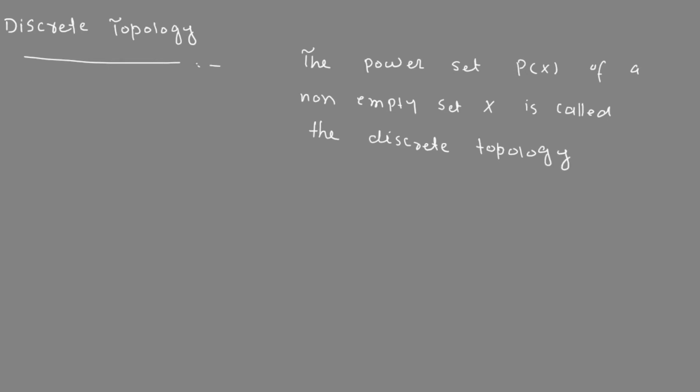So the power set of X. If X is non-empty, then all the possible subsets of X are also called the power set. So all the possible subsets of X contained in a set is called the power set, and the topology on the power set of X is called discrete topology. As we have described before, the topology on phi and X only is indiscrete topology, and the topology on the power set of X is called discrete topology.